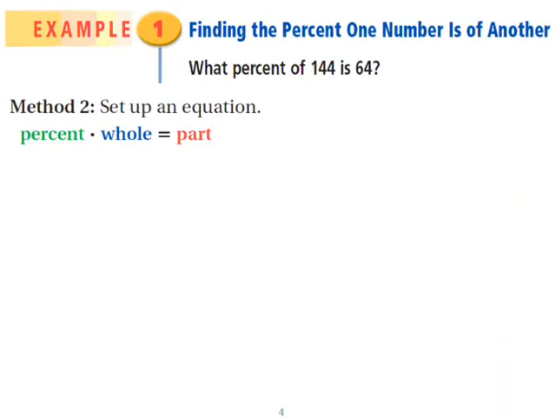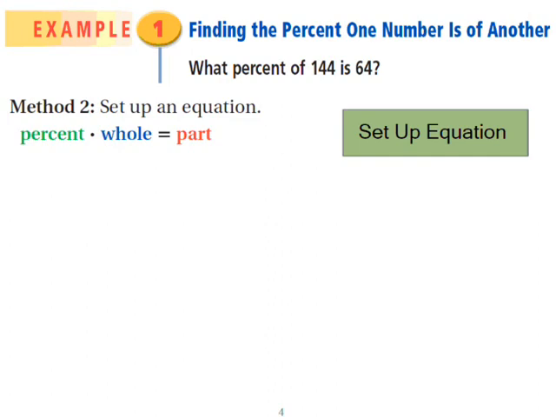This time we'll do the same question using the equation method. The equation method is always the percent times the whole equals the part, or it's usually easy enough to translate the sentence directly into an equation.